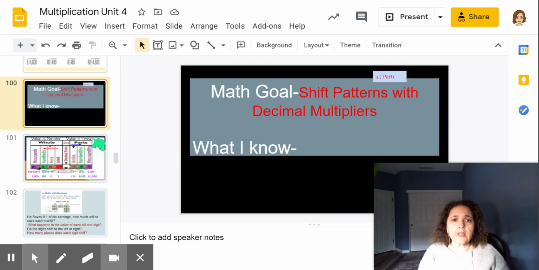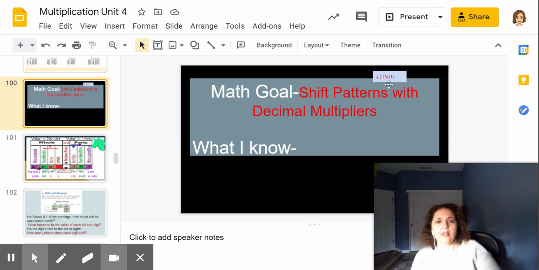All right, so today's math lesson is 4.7, part 1. This lesson has 2 parts. Our math goal is to see the shift patterns when we have a decimal as a multiplier. So write down what you know about multiplying with decimals and then come back to me.